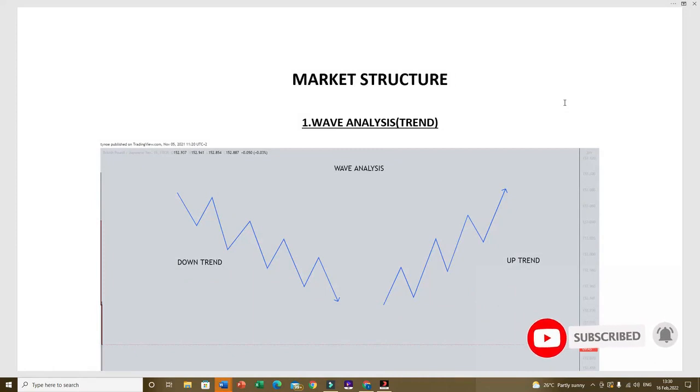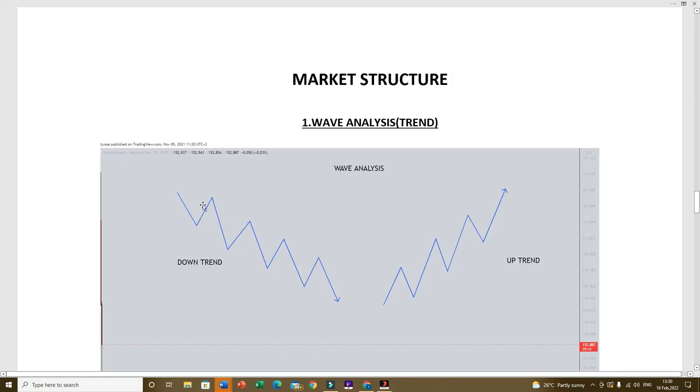So in this lesson, we're going to be covering market structure. On market structure, we're going to start off with what we call wave analysis. That's what we'll be covering in this lesson. Basically, wave analysis is where we are talking about our trends, right? The market represents itself in the form of waves. If you are talking about an uptrend or a downtrend, all you should see are waves, right?